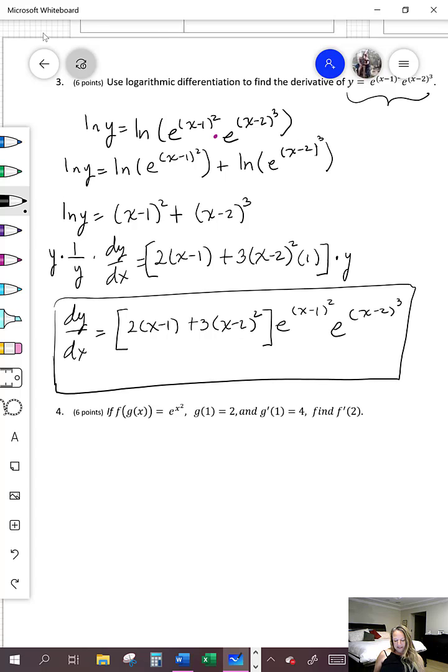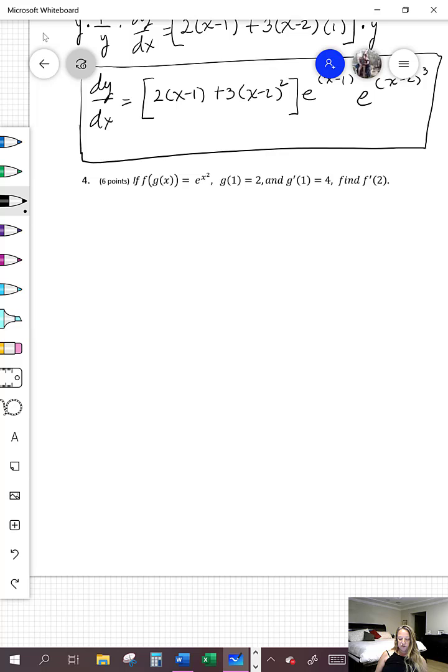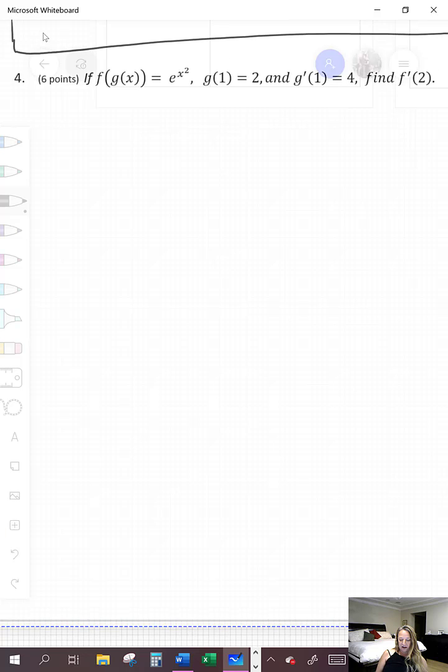So the last problem on the exam, we have f of g of x is equal to e raised to the x squared. We're given that g of 1 is equal to 2, g prime of 1 is equal to 4, and we need to find f prime of 2. So looking at this, let's take the derivative of both sides. So the derivative of f of g of x, we need to use the chain rule there.